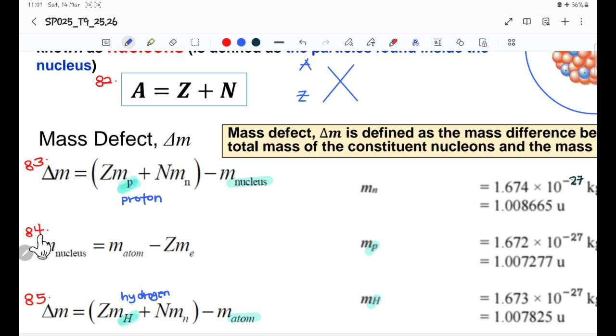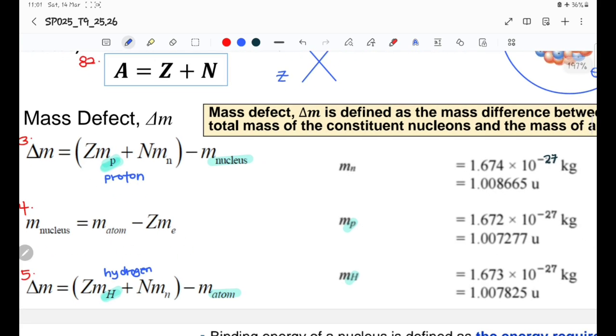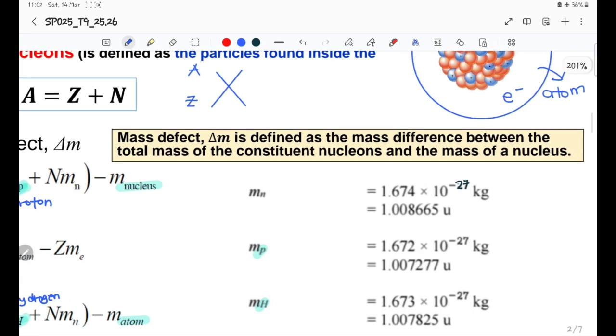Okay, and in equation 84, we can actually calculate the value of mass nucleus given the mass of atom by taking the mass of atom minus how many electrons exist inside of the atom, multiplied with the mass of the electron. So Z here is actually the number of protons, which I say is the same as the number of electrons. Okay, so if you refer to the list of constant values, you are given the mass of neutrons, mass of protons, and also mass of hydrogen, which I have also emphasized here. Mass between proton and hydrogen are slightly different.